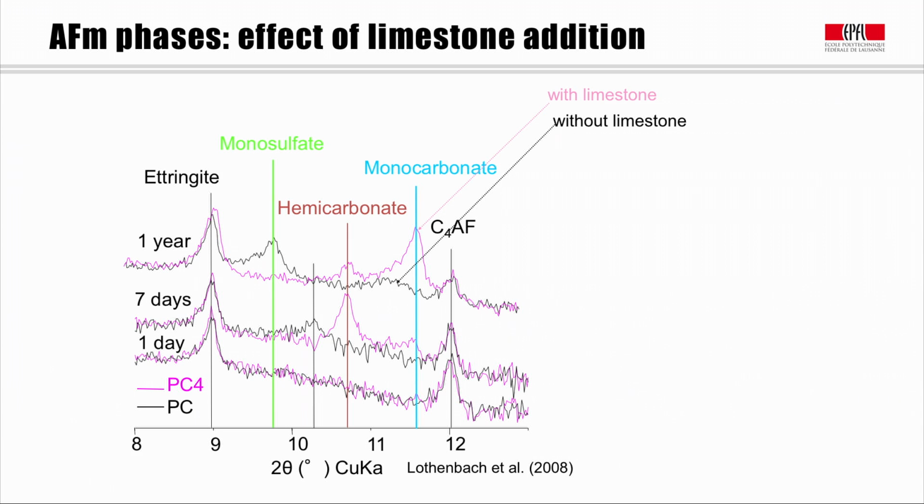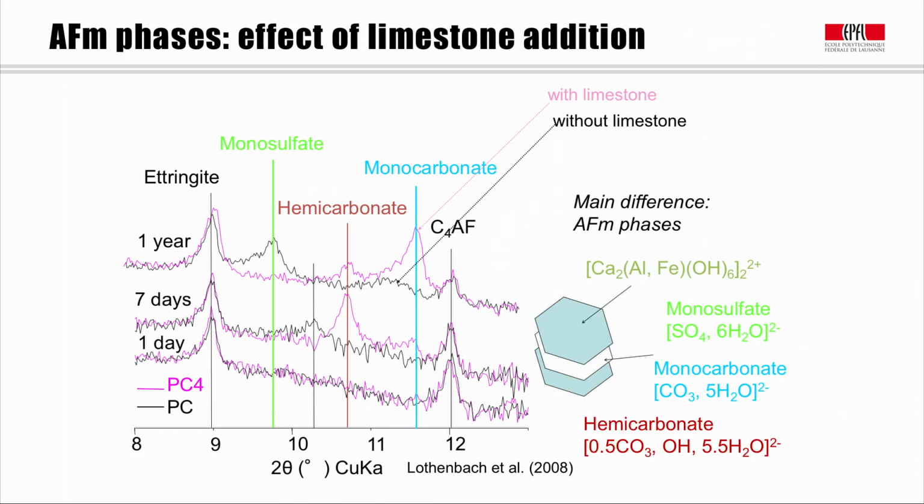And instead of the monosulfate phase here, we have instead forming, first of all, hemicarbonate at about 7 days, and later on monocarbonate. And this is one reason why we get improved performance with this small amount of limestone, because small amounts of limestone can react with the calcium aluminate from the cement, forming these extra phases, and this means we have more space filling and more strength.